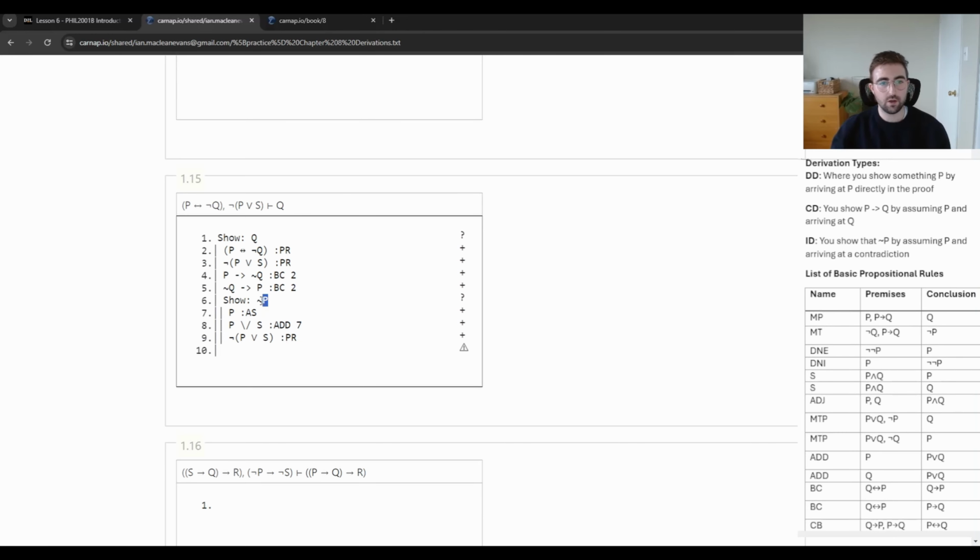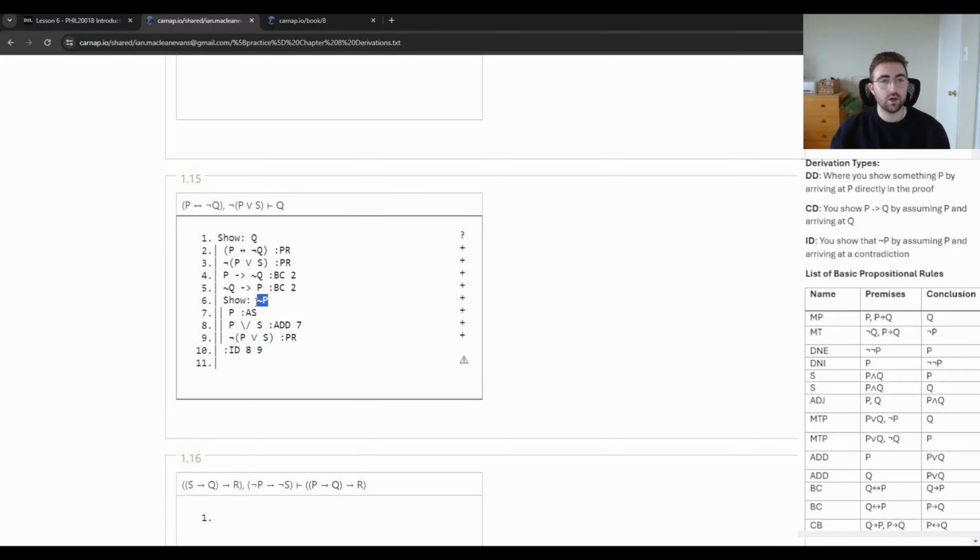So we know that not P has to be true, because if you assume P, then you get this contradiction, right? So now we get indirect derivation, because we assumed P, showed it led to a contradiction, and then we got not P. So our contradicting lines were 8 and 9, which means we now have access to not P, which is great.